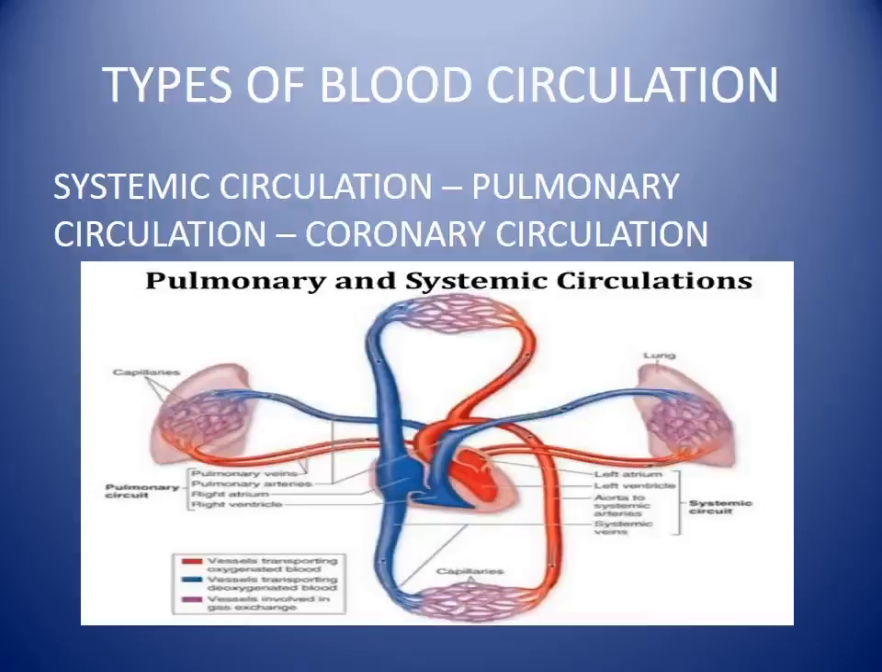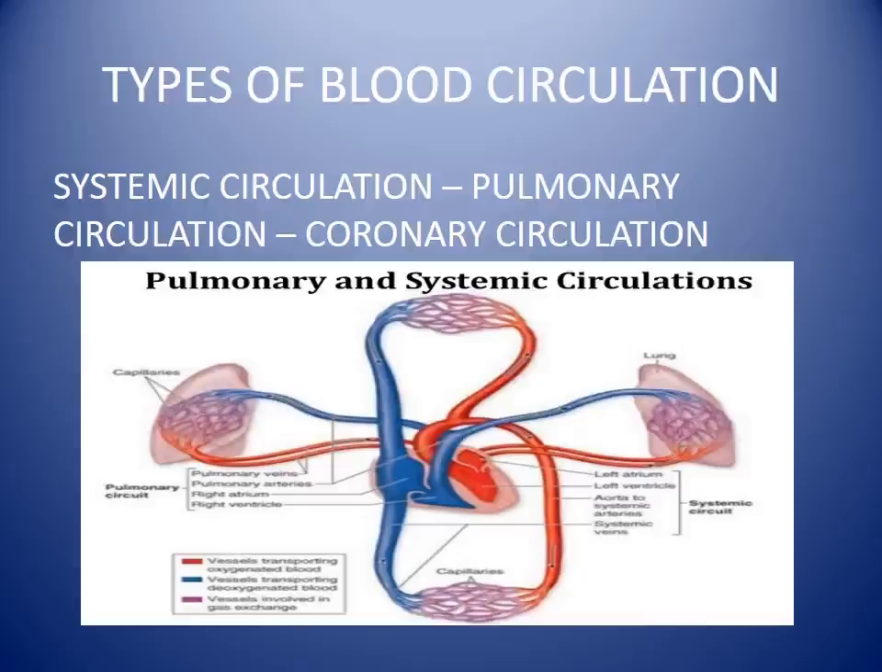Supply to the cardiac muscles, that circulation is called coronary circulation. Have you understood? The supply of blood to the heart muscle is called coronary circulation. Cardiac muscles receive oxygenated blood from coronary arteries that originate from the aortic arch. From where? They start from the aortic arch.